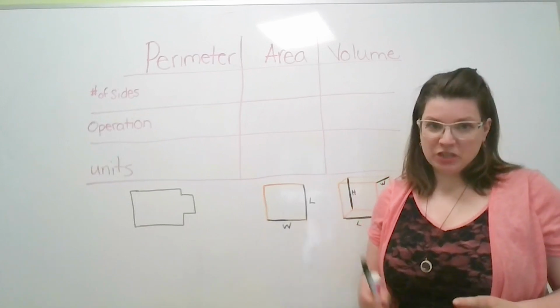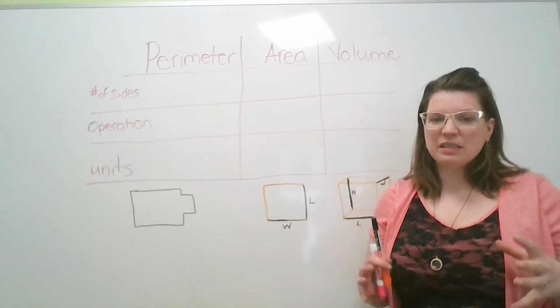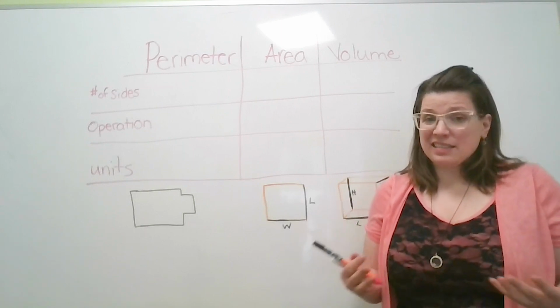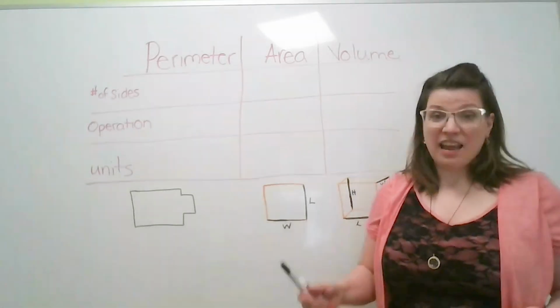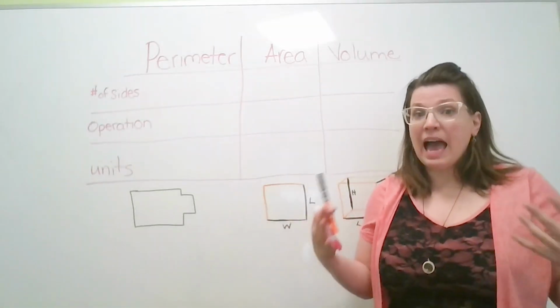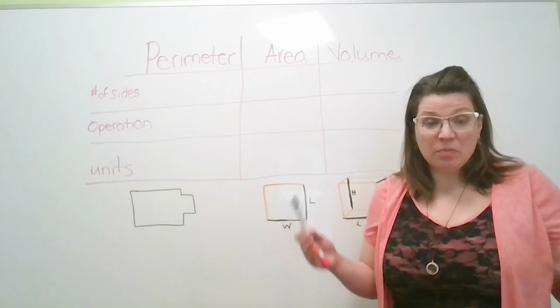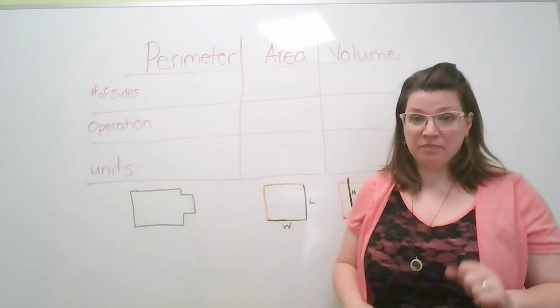Okay, here we go. Okay, guys, here's my chart. I usually have this up in my classroom. I find it really simple and easy because honestly, it's the same pattern over and over again. And if you understand how to find perimeter, how to find area, how to find volume, the numbers will change, but as long as you understand these 3 things, no problem.